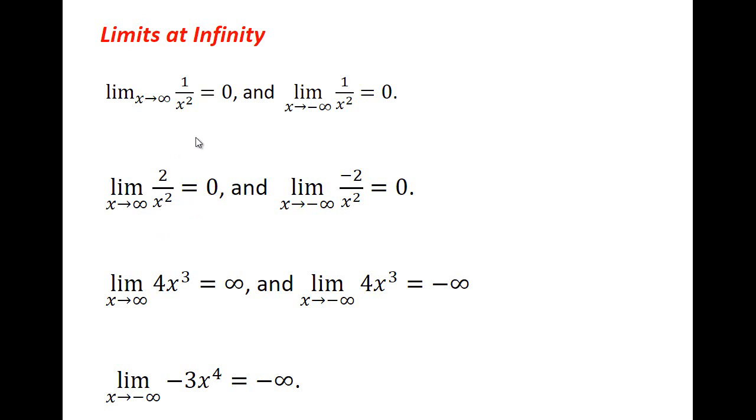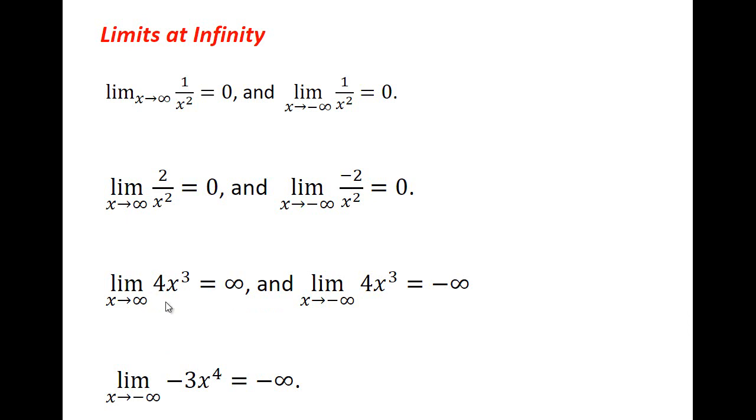Now here, instead of 1, I'm just putting in a 2 here, and the limit would still be 0 for the same reason. And even if I put in a negative 2, the limit will still be 0 because we are still dividing negative 2 by larger and larger denominators.